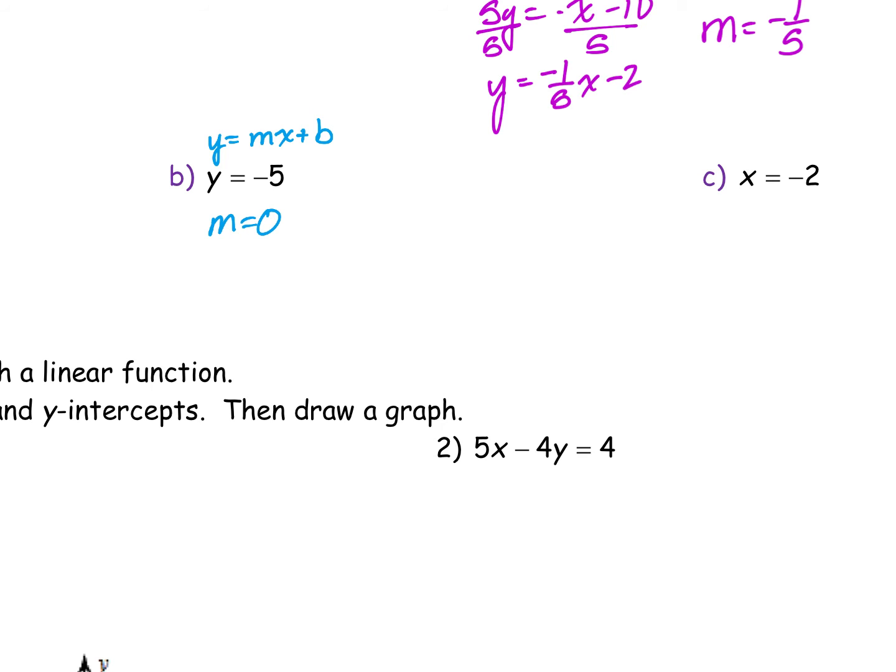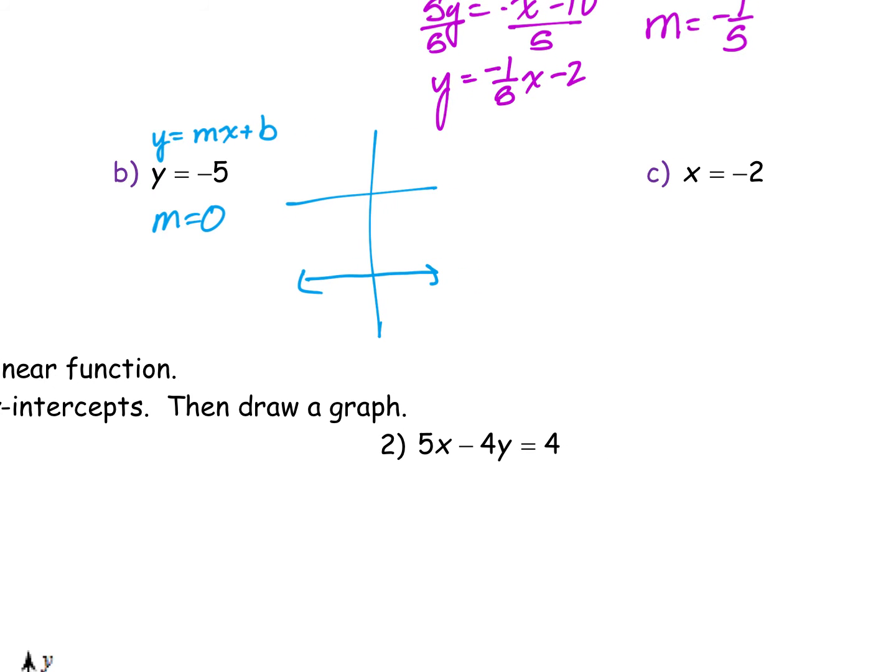If you think of the graph, negative 5, it's this way. It's a horizontal line, so it has no slope. Okay? If I look at number 2, this is the graph of C, right? It's a vertical line. What slope does a vertical line have? Undefined.